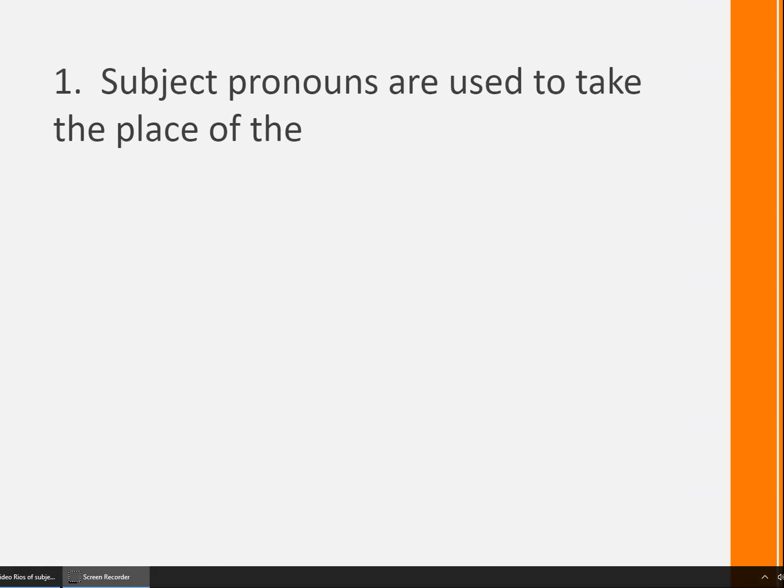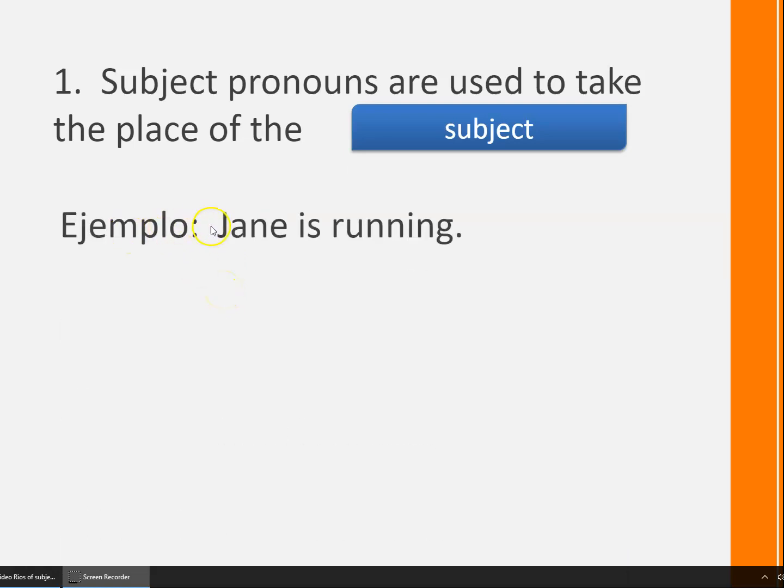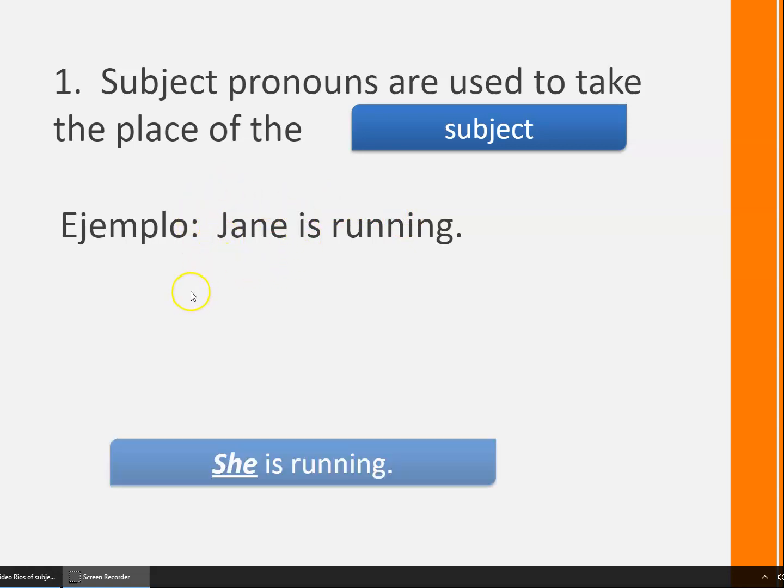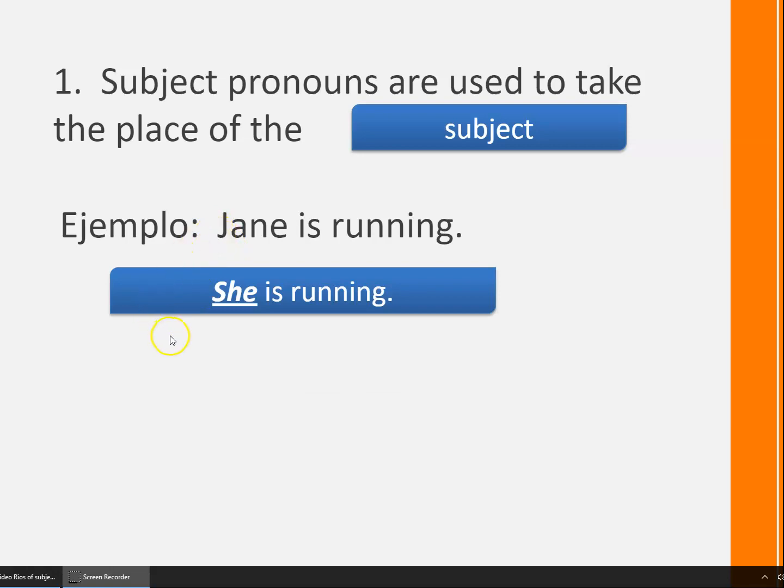Subject pronouns are used to take the place of the subject. For instance, Jane is running. In this sentence, Jane will be the subject. And Jane can be replaced with the subject pronoun, which is she. She is running. Who's doing the action? She, Jane. Jane is the subject, and she is the subject pronoun.